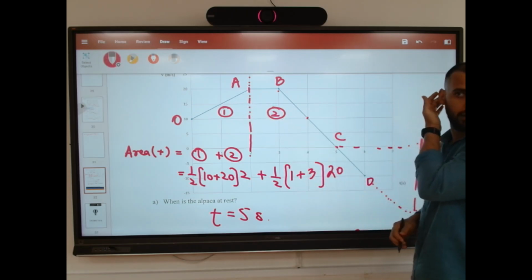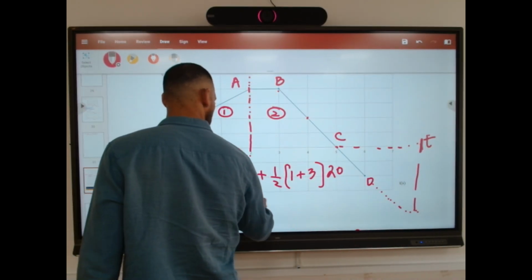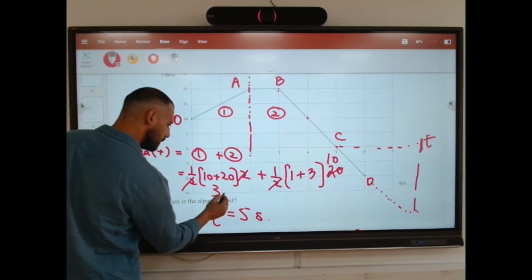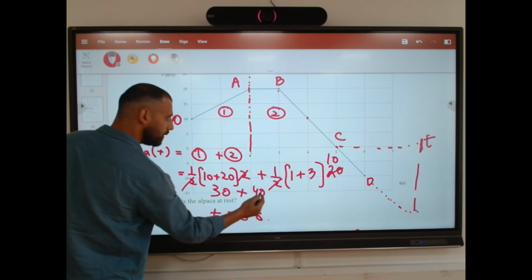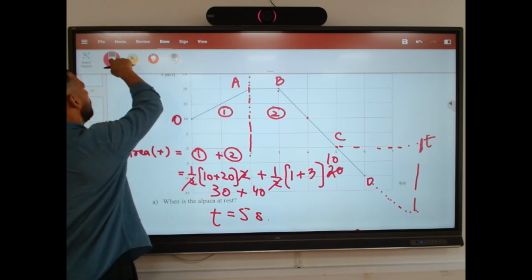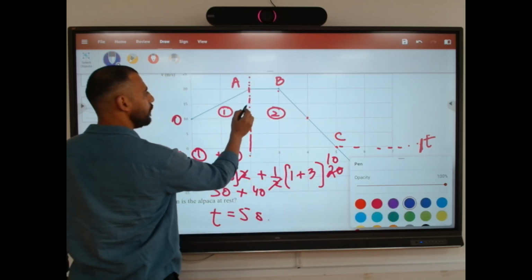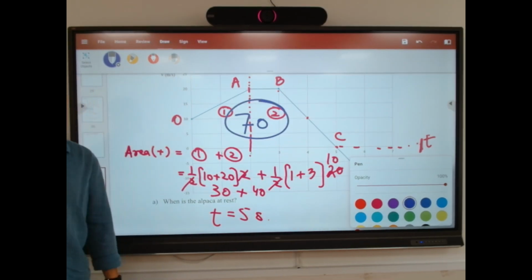Is that fine? So what is the area? 2 and 2 will go, 1 R to 10 R. So this is 30 plus 40. So it is 70. Okay? So I can say the area of this portion is 70. Is that clear?